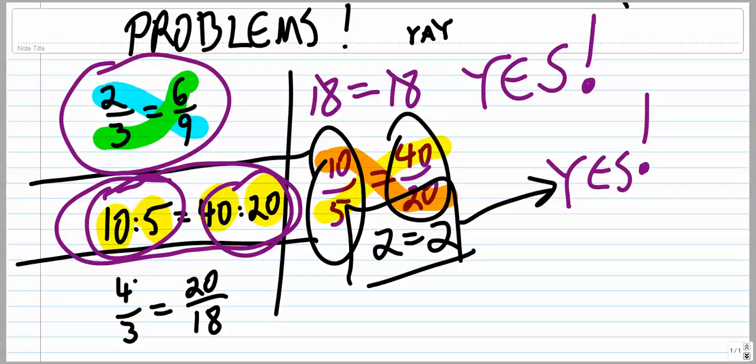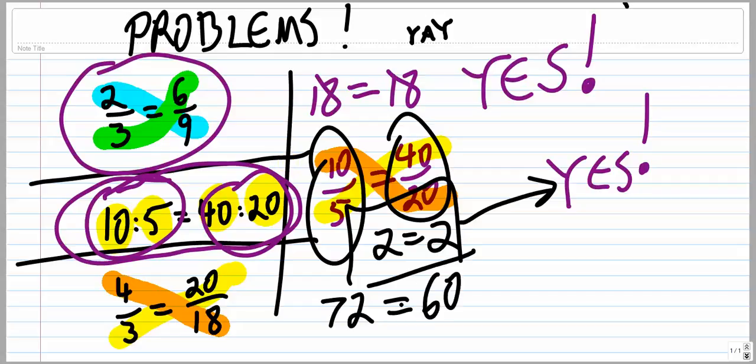And then for the last one, we'll do the same thing again. We'll go 4 times 18. Let's see, 18 times 2 is 36. 36 times 2 is what, 72? And then 20 times 3. 20 times 3 is 60. So they do not equal each other. So this one, no, they are not proportional to each other.